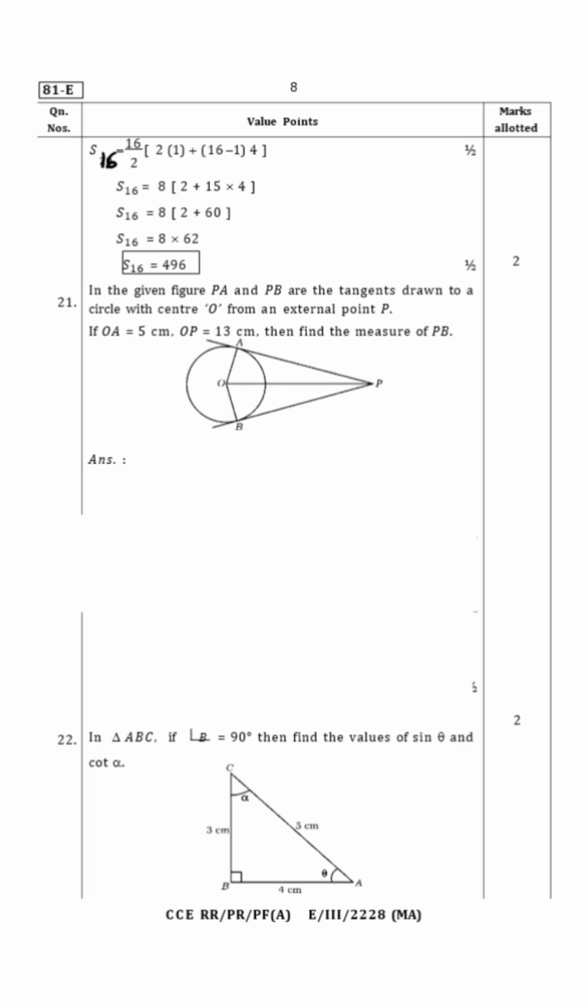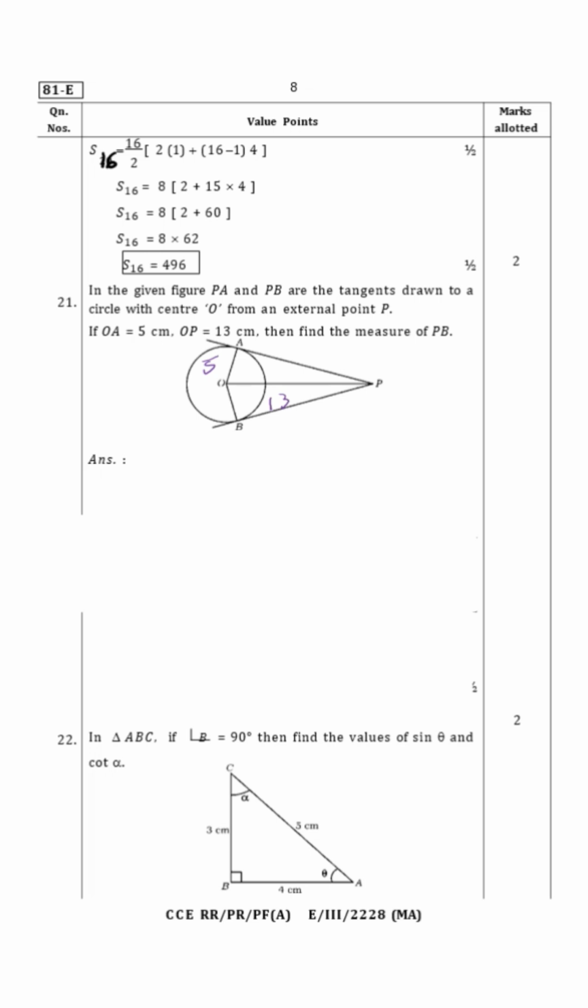The next question, that is the 21st question. The question is taken from the chapter Circles. In the given figure, PA and PB are the tangents drawn to a circle with center O. Look at the figure. From the external point P, OA is equal to 5 centimeter, the radius of the circle. OP is 13 centimeter. You got it, isn't it? It is a Pythagorean triplet: 5, 12, 13. You got the answer, 12 centimeter.